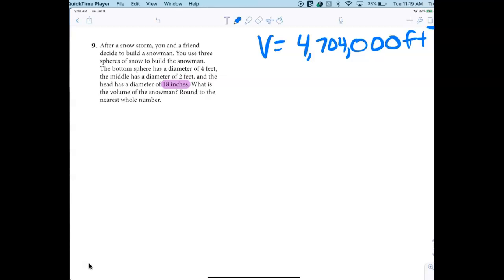Yes, 1.5. All right, so 18 inches, I need everybody to write down, 18 inches is equal to 1.5 feet. That was the trick to that question.